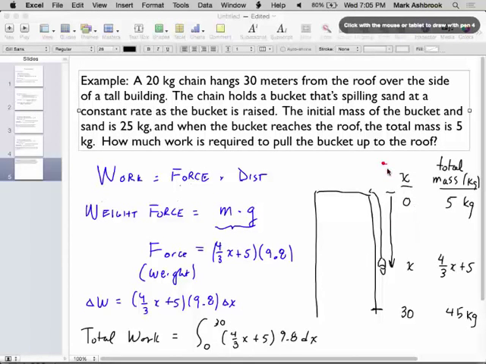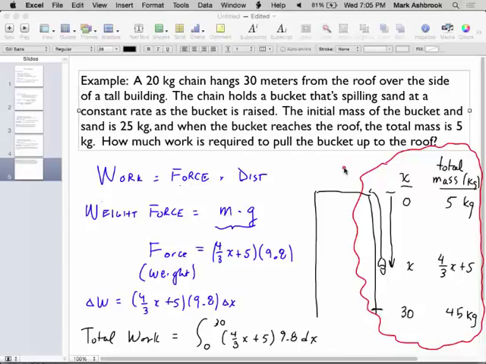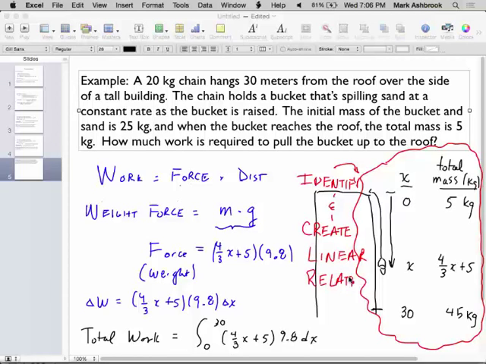Okay? So here's the key to so many of these problems, whether it's emptying tanks, we're going to do emptying tanks, we're going to do hydrostatic pressure on the side of a vertical wall, we're going to do raising buckets. So many of these problems, it's identify and create a linear relationship, like we did at the beginning. So you have to recognize that you need to do that. You need to organize the information for yourself so that you're able to then write, in this case, the mass as a function of how much chain is hanging over. And then from there, it's easier, right? So that's kind of the hard part of this problem.